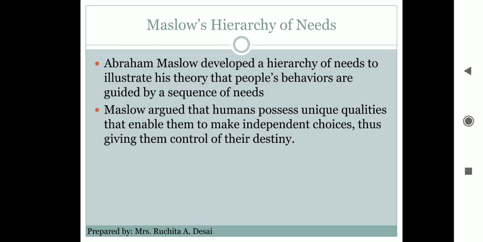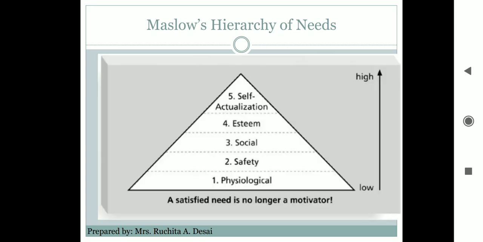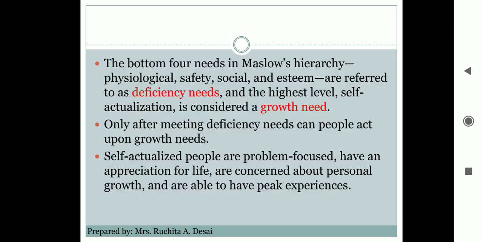The first one is Maslow's hierarchy theory. The Maslow theory develops a hierarchy of needs, which illustrates his theory that people's behavior is guided by a sequence of needs. We can identify the behavior of people by their needs. He develops this motivation theory on the needs of people in a hierarchy. The bottom four needs are referred to as deficiency needs, and the highest level is referred to as the growth need.